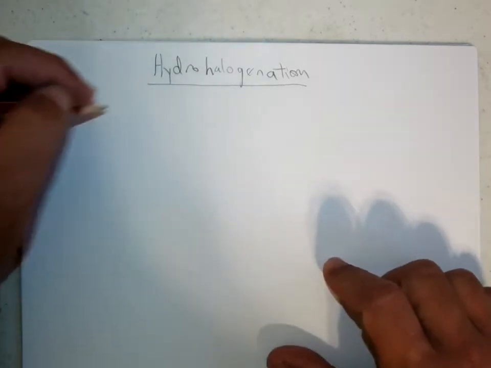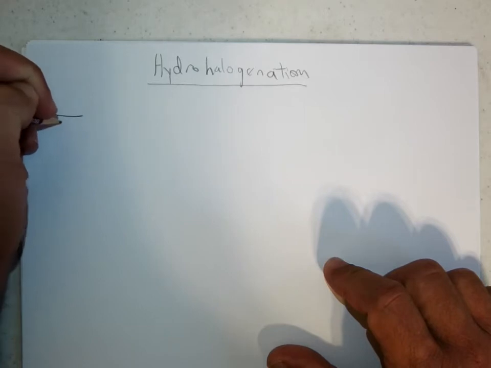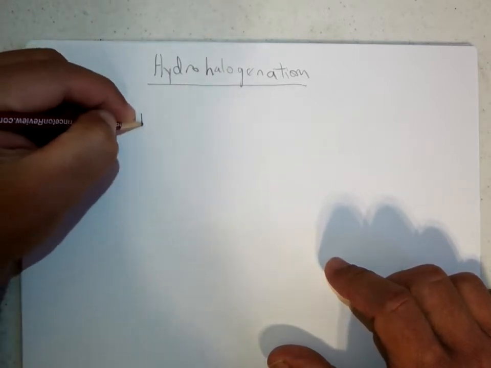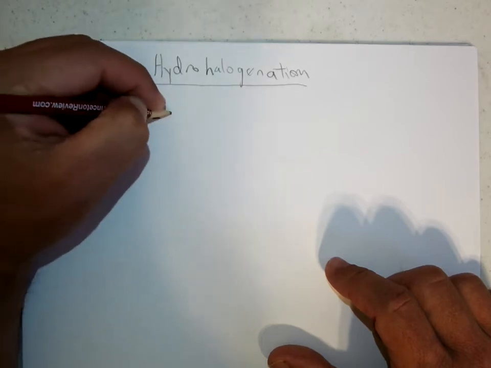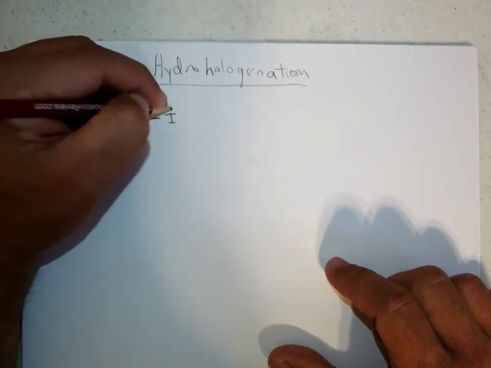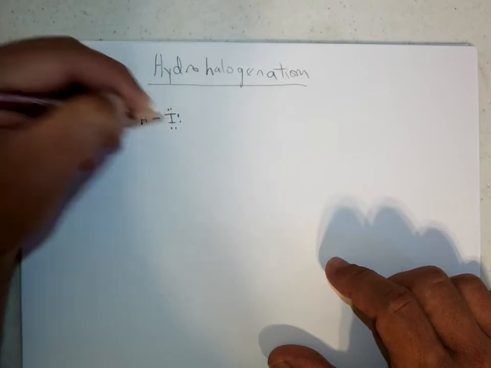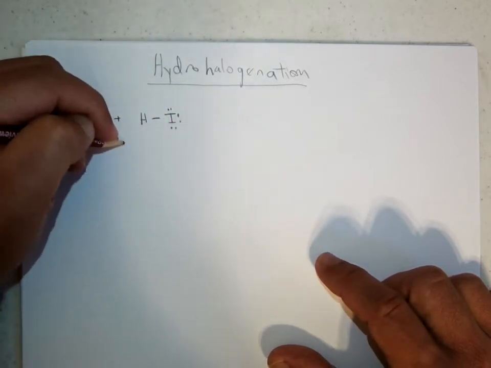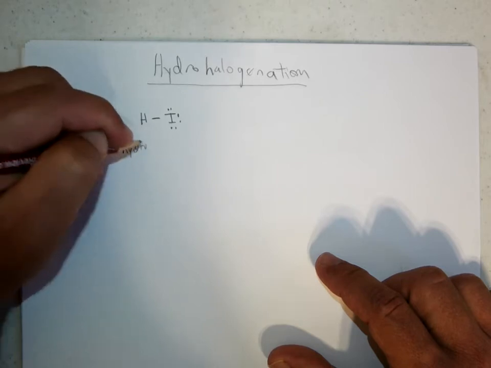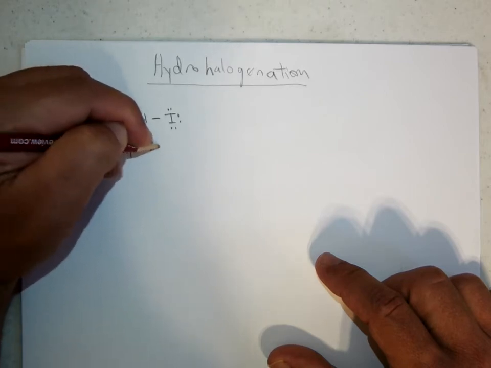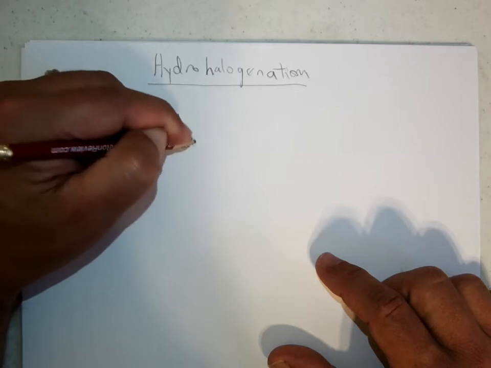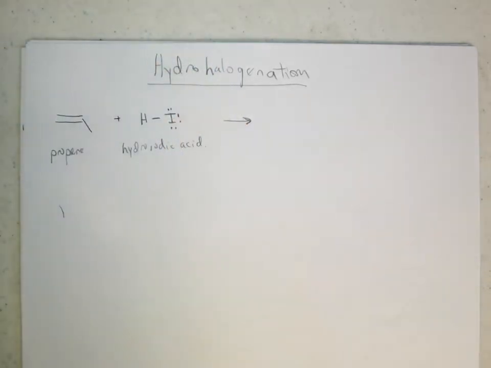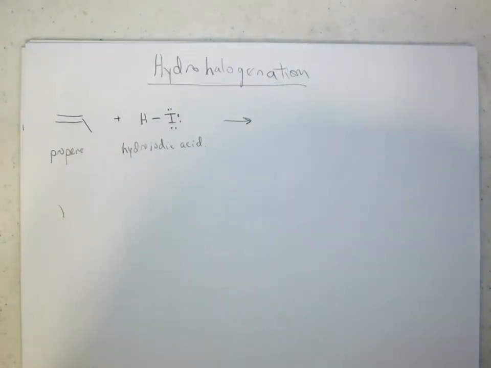So a hydrohalogenation of an alkene would be we add a hydrohalic acid, fancy names you learn here, like hydroiodic acid. So if you had propene and you added hydrogen iodide, or hydroiodic acid, if it's dissolved in water, then it would react to form an iodide.